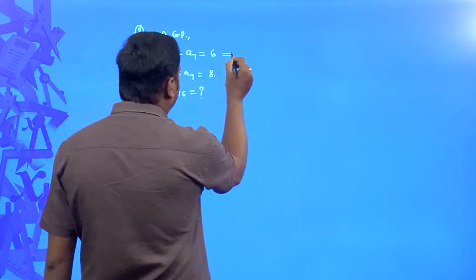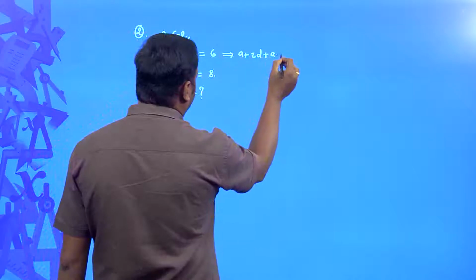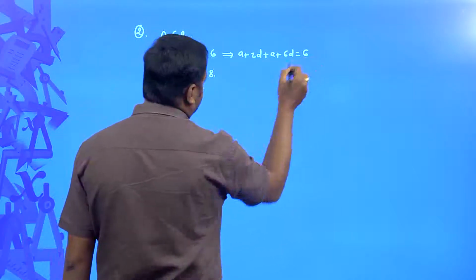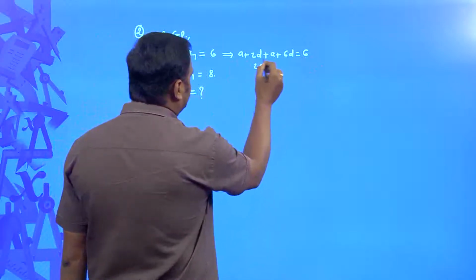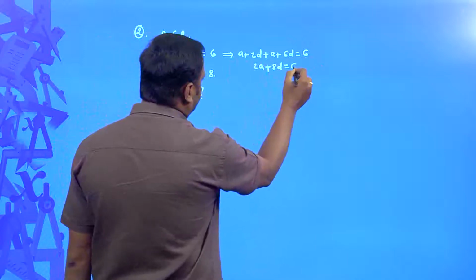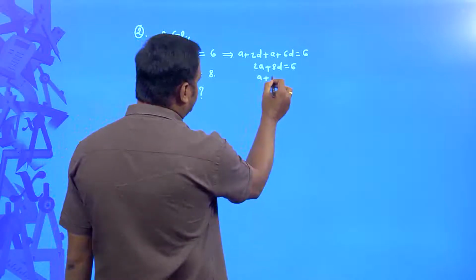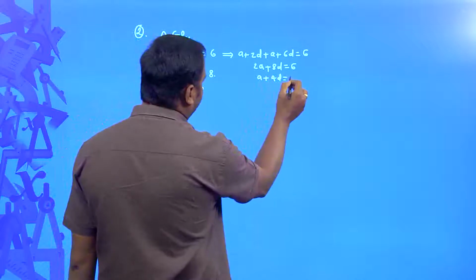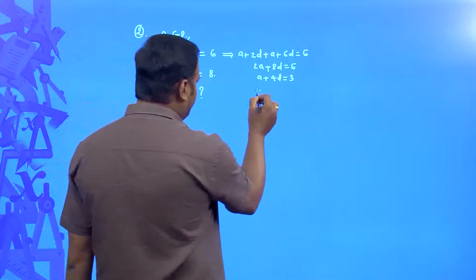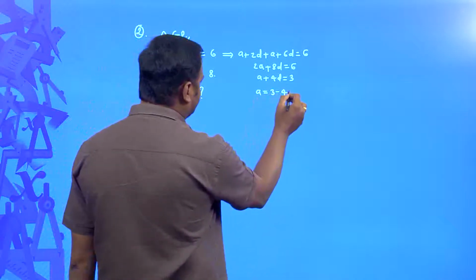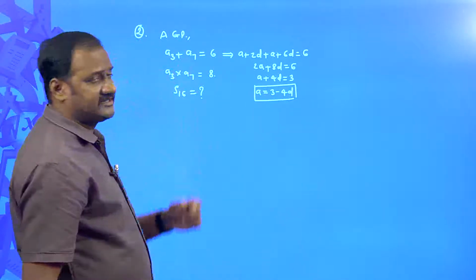The third term is going to be a plus 2d and the seventh term is going to be a plus 6d, equal to 6, right. a plus a is 2a, plus 2d plus 6d is 8d, equal to 6. When you take 2 common, it would be 2 into (a plus 4d) equal to 2 into 3, which is 6. So, a plus 4d is equal to 3, then the value of a is going to be 3 minus 4d. This way I can get the value of a in terms of d from the first information.